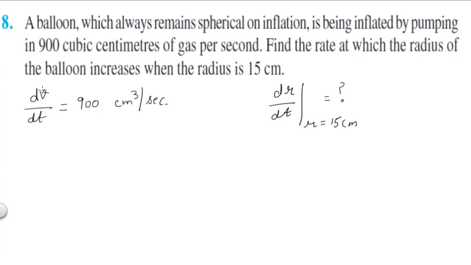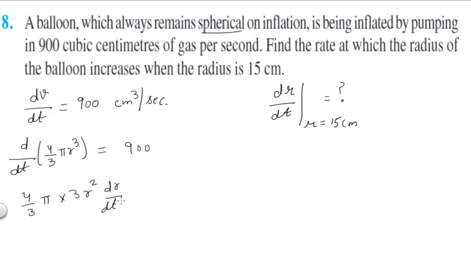Now as it is given sphere shape, applying the volume of sphere, we'll write d by dt of 4 divided by 3 pi r cube equals 900. Right, let us differentiate it. 4 upon 3 pi into r cube will be 3r square dr by dt equals 900. Now we can write dr by dt will be equal to 900 multiplied with 3 divided by 4 pi into 3r square. 3 and 3 can get cancelled.